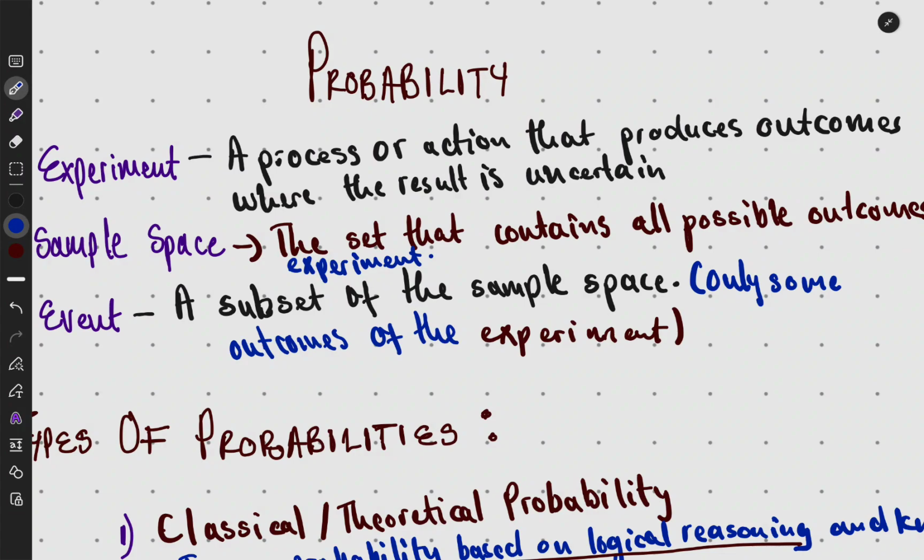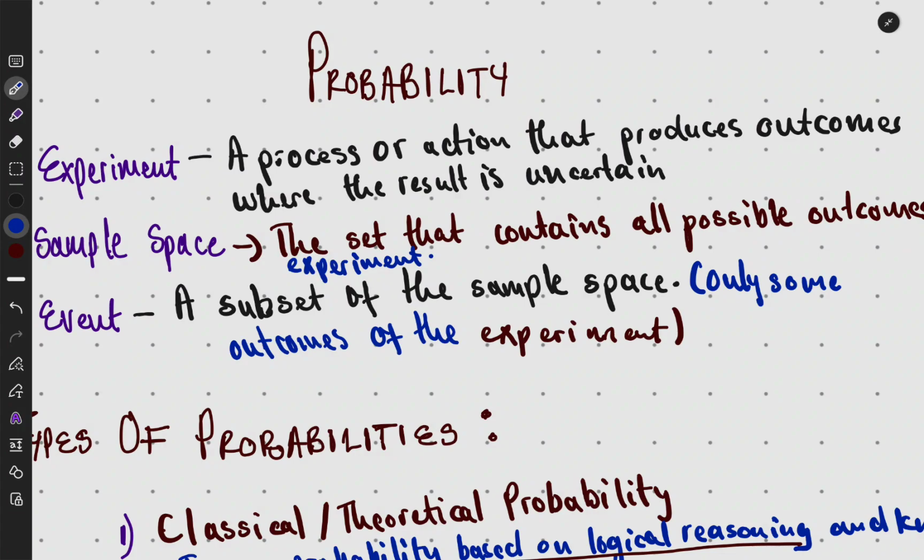So it is a process that produces outcomes. This is an experiment, or a process that produces data. It is some action that you do that produces outcomes where the result is not known for certain. We didn't say the probability is not known. You know the chance of the result happening, but the result is not known for certain. That is an experiment.